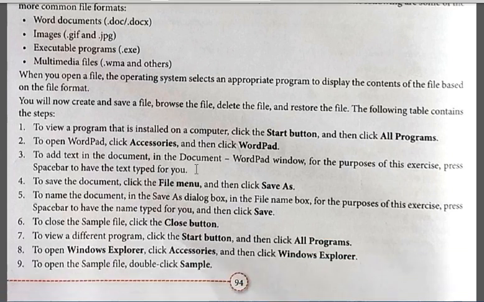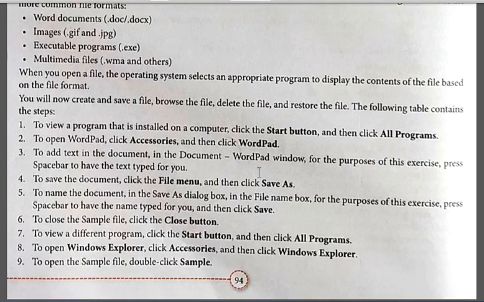Using these steps, you can view and open the programs which are installed on the computer by clicking the start button, then all programs. To open WordPad, click accessories and then click WordPad and then add text in the document. After adding text, you can save it by clicking the file menu and then clicking save, giving the name of the document and then clicking the save button. To close, click on the close button.